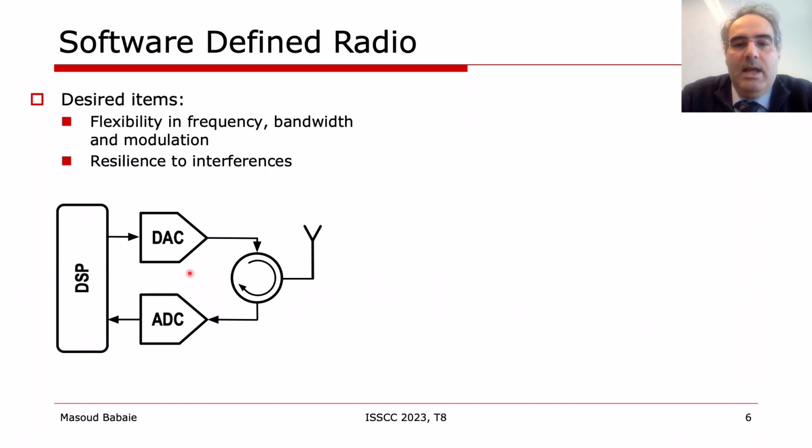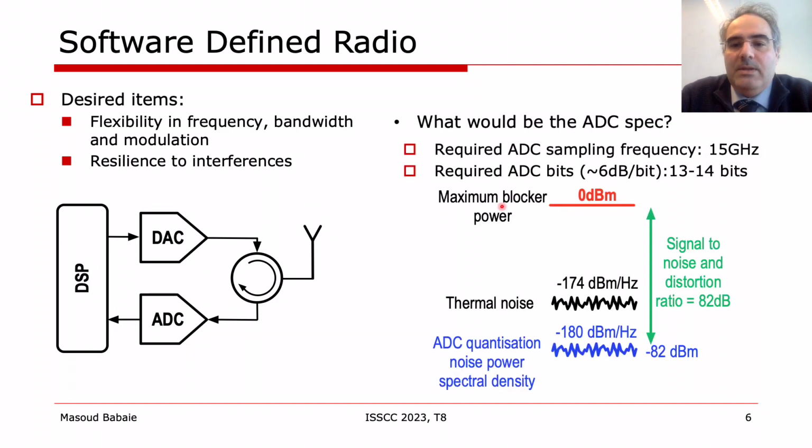transmitter and a high-speed analog to digital converter as the receiver. Based on the Nyquist criteria, the sampling rate of the ADC should be above twice the maximum operating frequency, which is here about 15 gigasamples per second. The ADC signal to noise and distortion ratio should be more than 80 dB, considering 0 dBm for the maximum blocker power and a quantization noise level below the thermal noise.